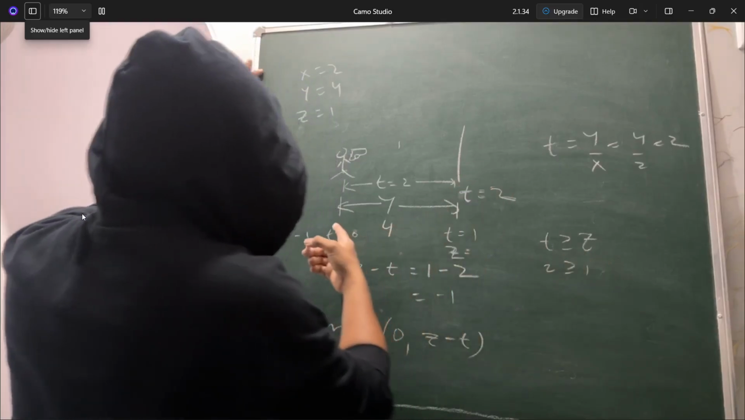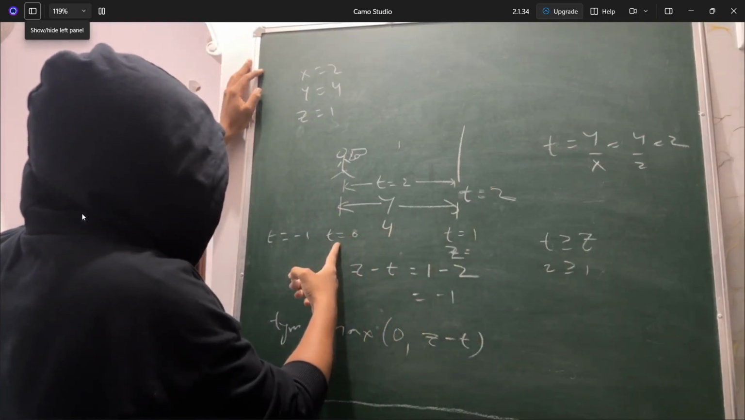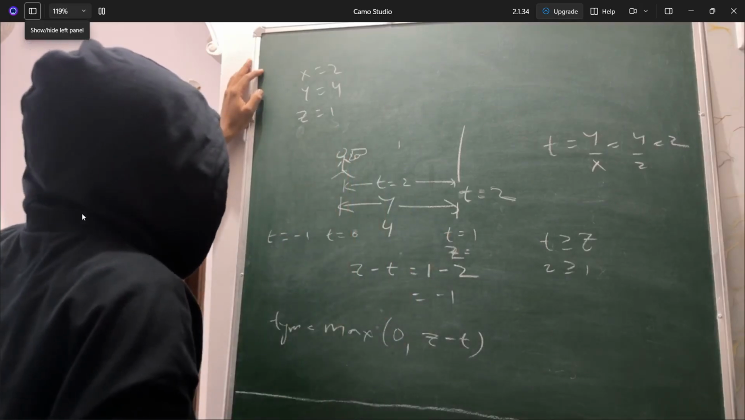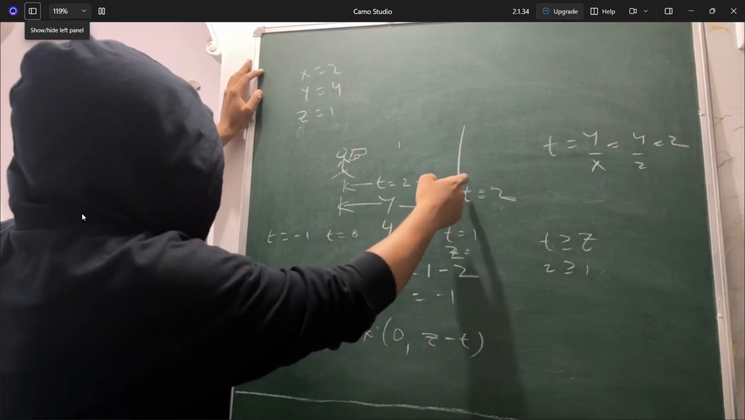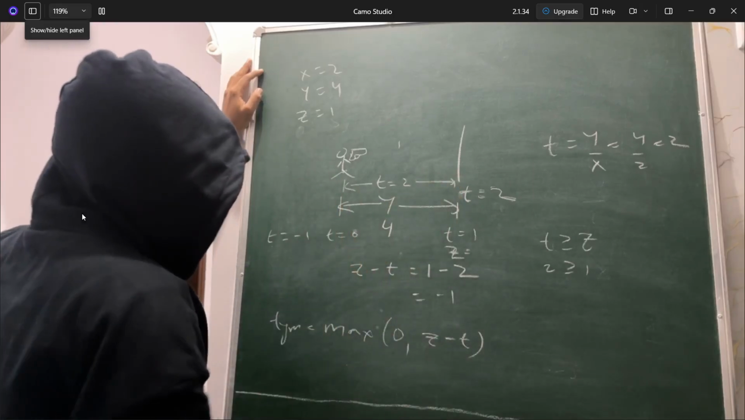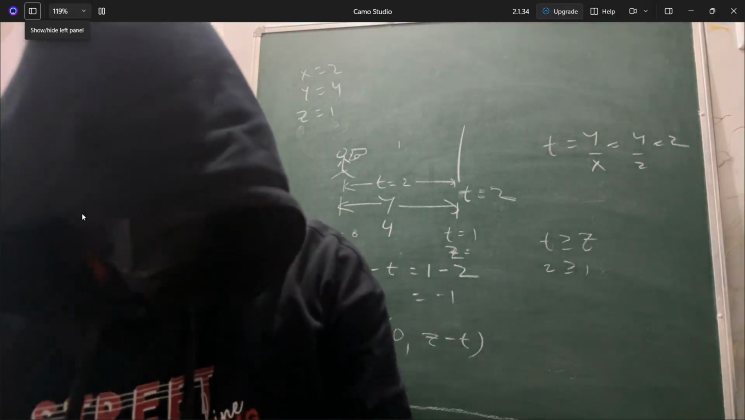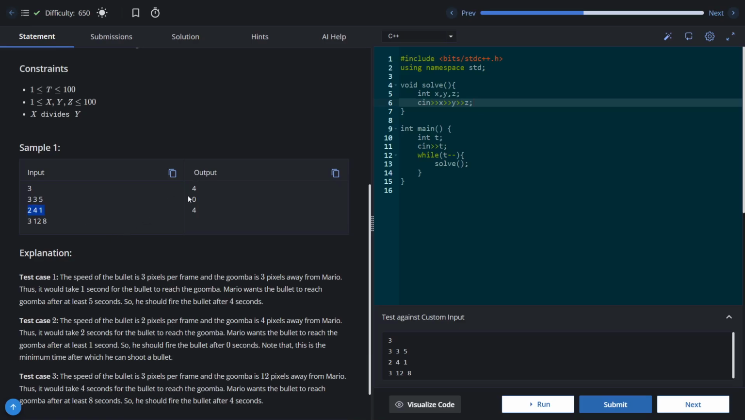So which is correct. When we are shooting at time equal to 0, it will reach after 2 seconds, and it is saying the minimum number of seconds the bullet has to take to reach Zuma is greater than or equal to 1. So this formula satisfies. Yeah. So which is 0 here. Now let's try to understand this one.